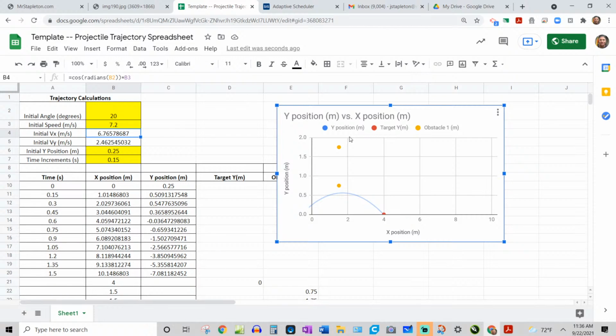So find a partner. If we can't get all groups of 2 because we have an odd number of people, we can have one group of 3. If you're having trouble finding a partner, I'll play matchmaker. I'll find somebody for you.